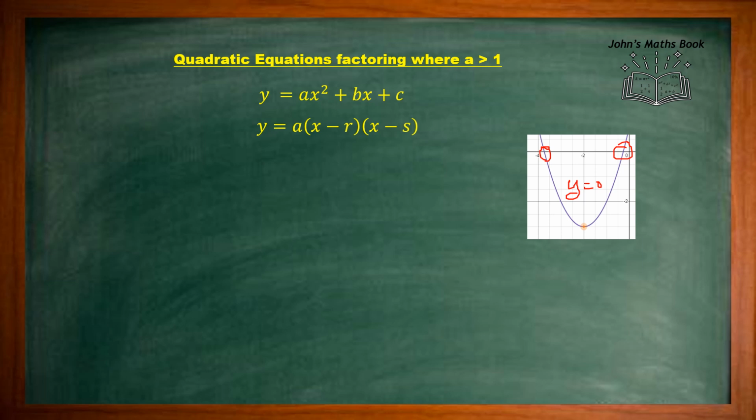So let's look at the example 3x squared plus 5x minus 2 equals 0.